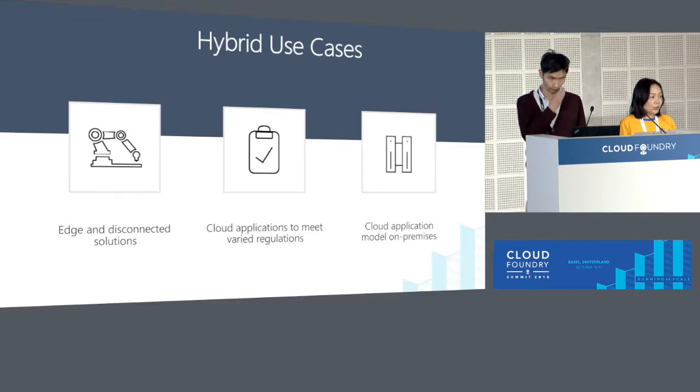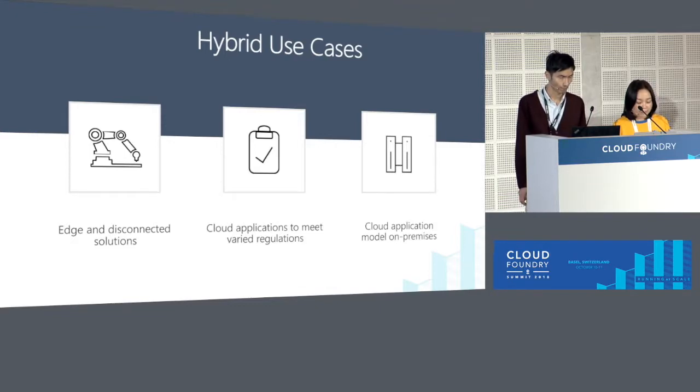However, the public cloud is not the only destination for the cloud. As a matter of fact, based on our survey, about 90% of our customers still think they need a hybrid cloud as their strategy. Based on our early customer interactions, we identified three basic hybrid scenarios. The first one is the edge and disconnected solution. This is when you don't have a stable connection to the internet. You need to run a workload on-prem and then prepare the data before you connect to the internet.